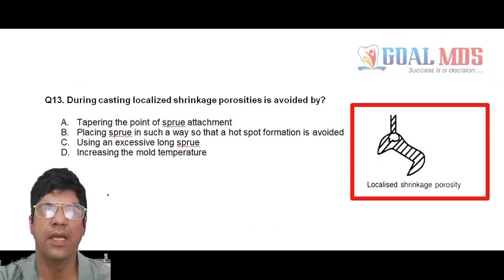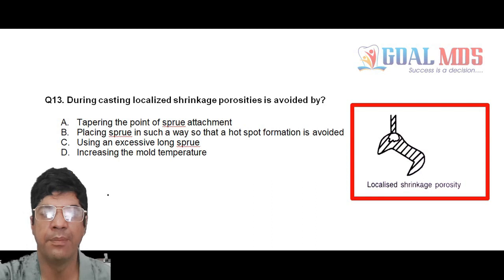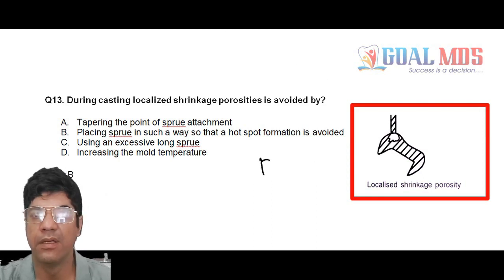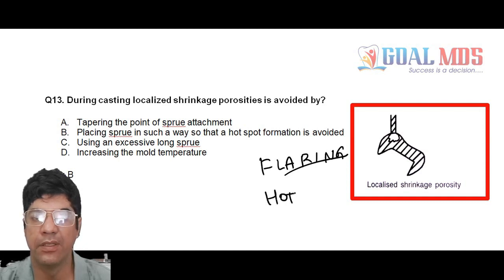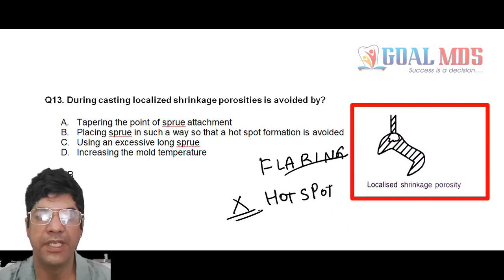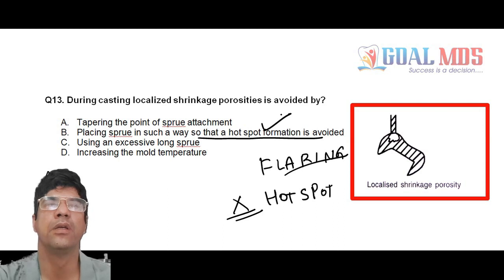On a casting, localized shrinkage porosity is avoided by what? During casting, localized shrinkage can be avoided by number one, flaring the point of sprue attachment, placing a sprue in such a way that hot spot formation is avoided, and not using an excessively long sprue. So the answer is placing a sprue in such a way that the hot spot is avoided.